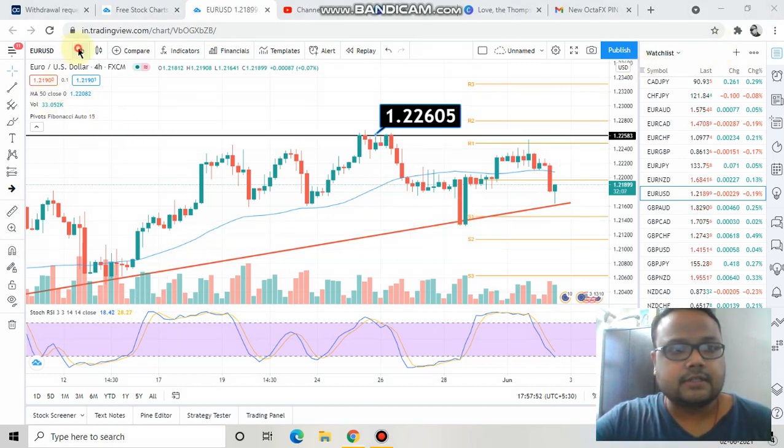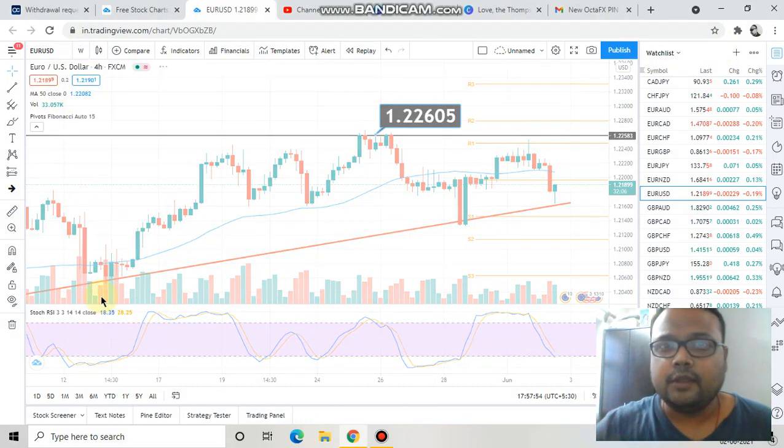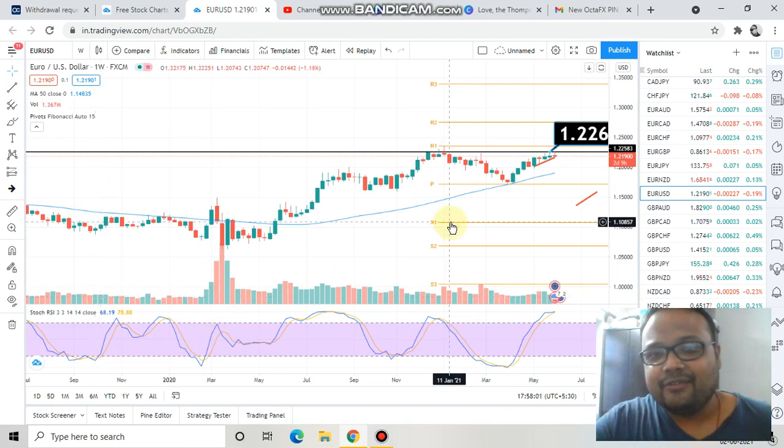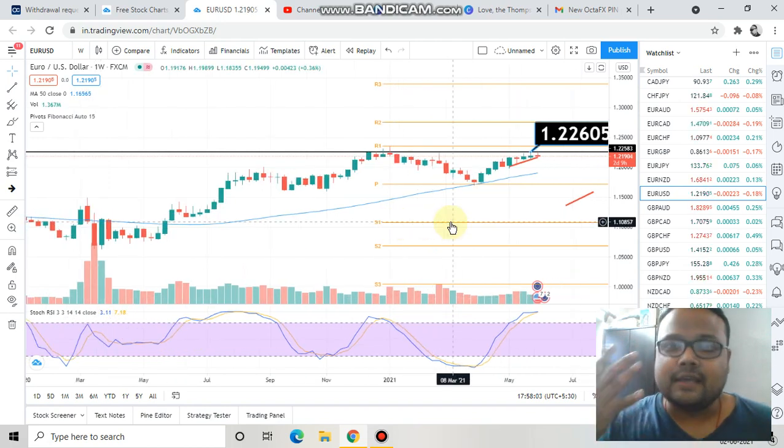And if we look at the weekly time frame, you know I'm a fan of multi time frame analysis. I love to see what the big boys are doing. So if we look at the multi time frame analysis, we get the same picture.